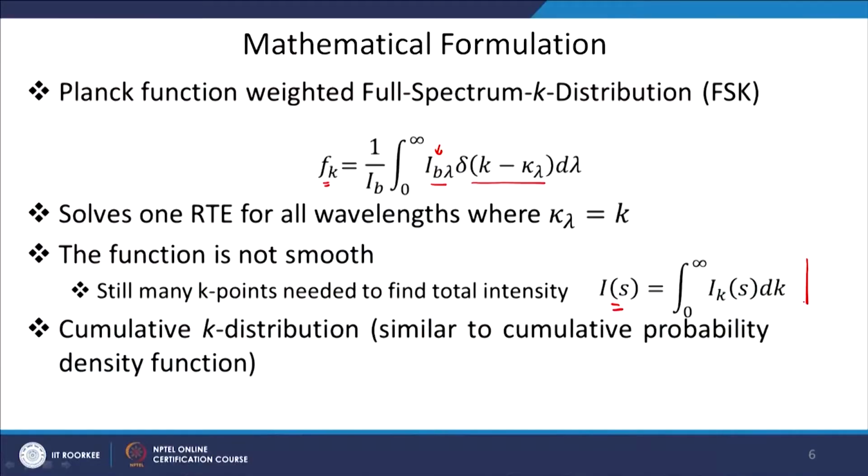On a narrow band basis, the Planck function will be constant, so we do not have to worry about its variation, but in the full spectrum k distribution, the Planck function appears in the integral. So, the variation of this function is already taken into account. We have to integrate now the intensity not in wavelength, but rather in k space, Ik dk. Again, this function is not very easy to integrate, as the k space function also varies very erratically. So, what we will do is transform it into the cumulative k distribution.